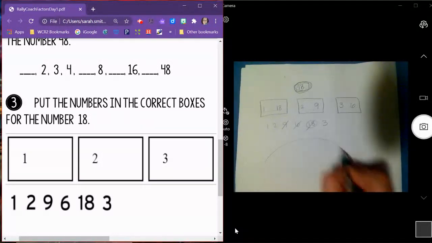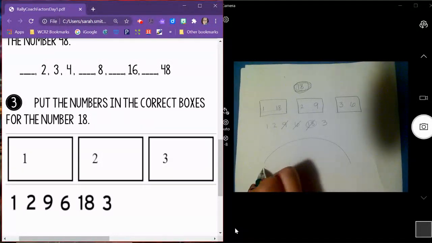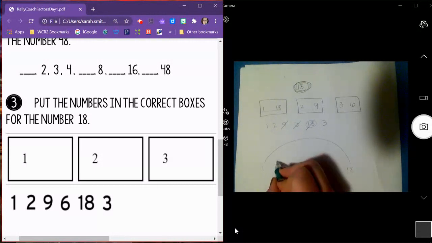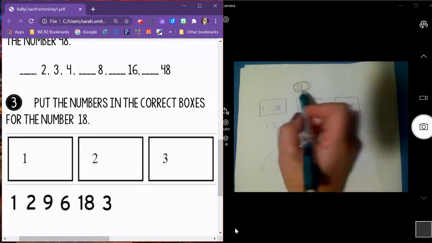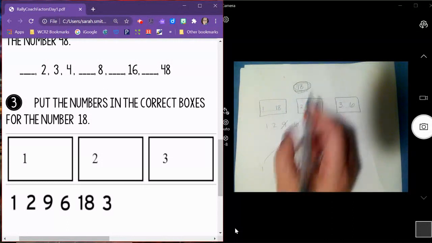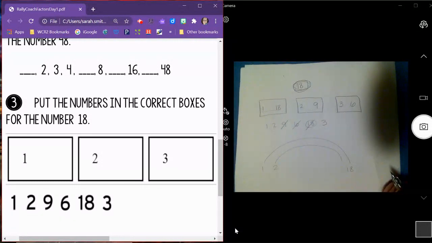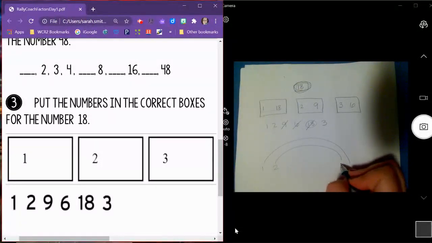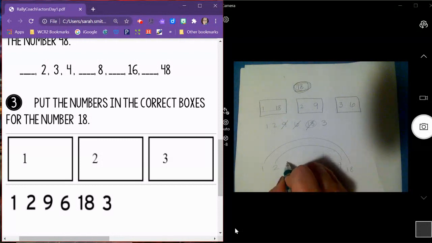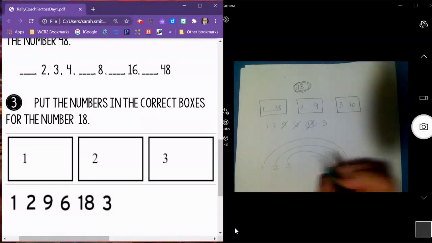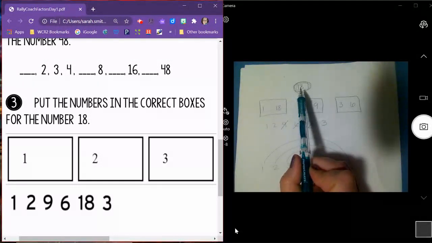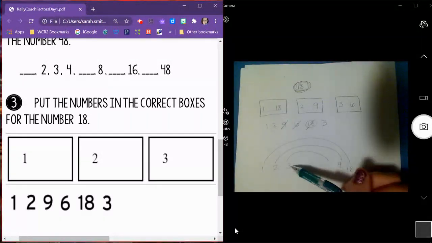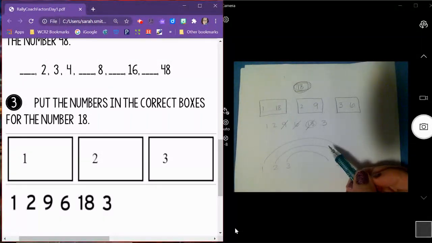Another strategy is the factor rainbow strategy, again, that I taught in the video yesterday. But you'd have your 1 and your 18 that you always start with. And then you know that 18 is an even number. And you would put a 2 because it's an even number. And you know your facts, 2 times 9 is 18. We know that 3 is a factor because I'm going to teach you a little trick here in a second about that.